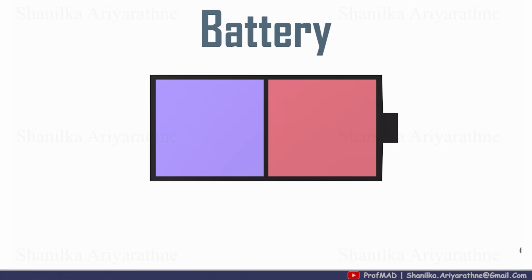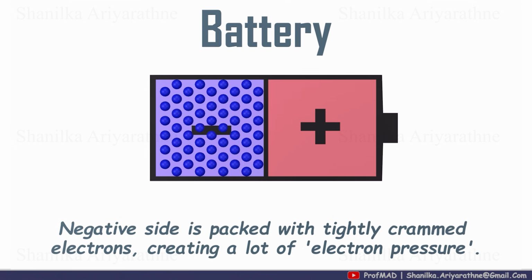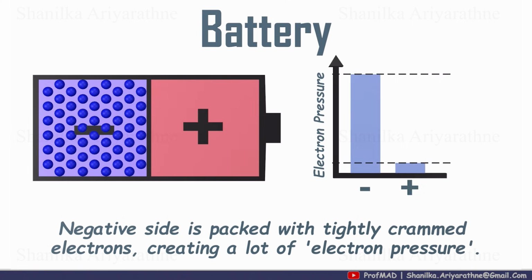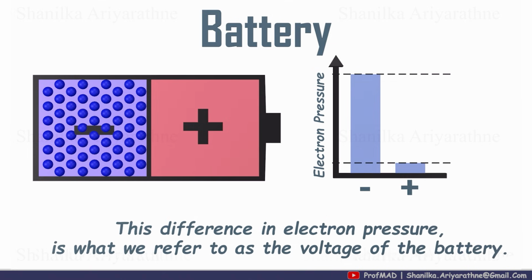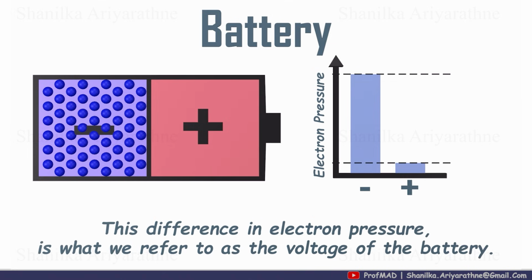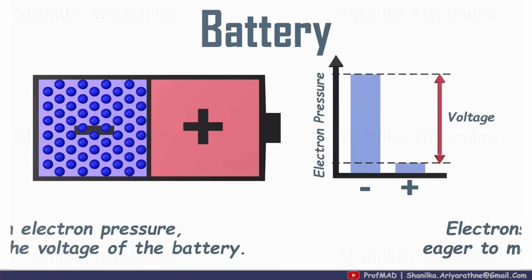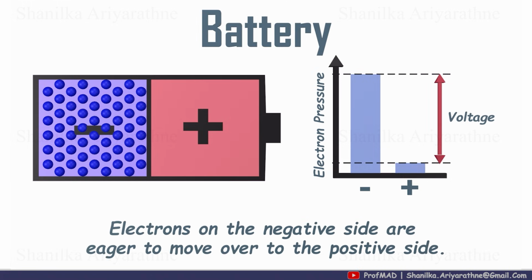A battery has two sides, one positive and one negative. The negative side is packed with tightly crammed electrons, creating a lot of electron pressure. The positive side, on the other hand, has far fewer electrons, so the pressure there is much lower. This difference in electron pressure, also called potential difference, is what we know as the voltage of the battery. Because of this pressure difference, the electrons on the negative side are eager to move toward the positive side. It's just like a crowd of people trying to leave a packed room and move into a more spacious one.